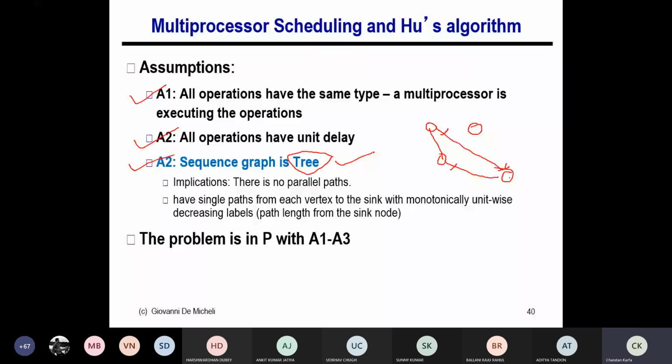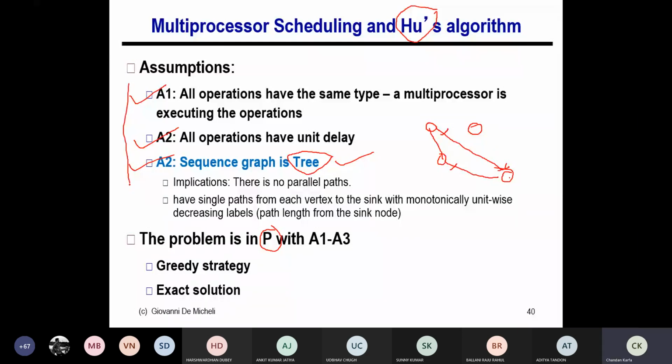So then we actually saw this. We can have an exact solution, which is a kind of greedy strategy, but it makes sure that it always gives you the optimal solution in polynomial time. And one of the famous algorithms to solve this particular problem under these three assumptions is Hu's algorithm, right? This is what we are going to discuss today.